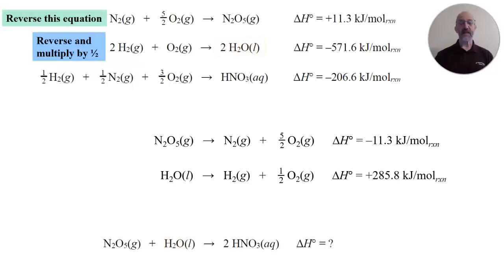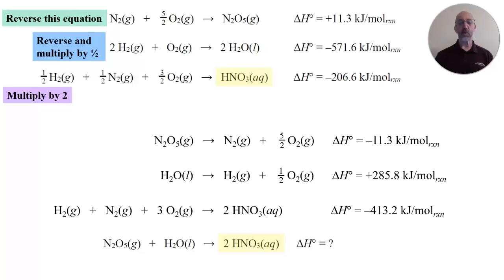Now the next substance that I'm focusing on is the HNO3. So I need 2 moles of HNO3 to appear on the right side of the equation. So there's the HNO3. It's on the right side of the equation, but I need to multiply each of the coefficients in that equation by 2. So the delta H will change from negative 206.6 to negative 413.2, when I multiply each of the coefficients by 2, I also multiply the value of delta H by 2.